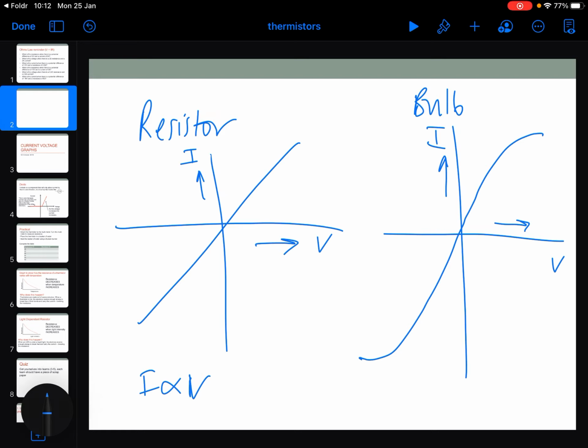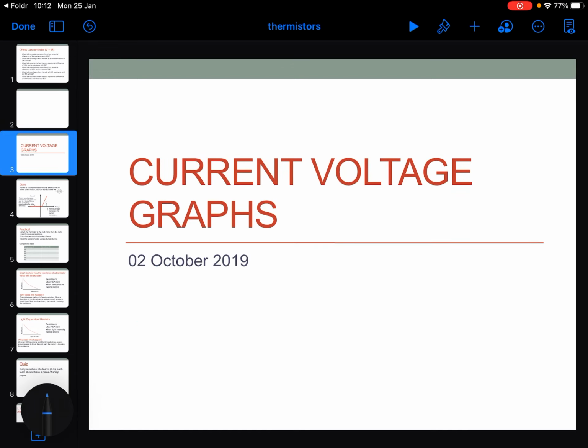So we're going to go on and do a little bit more on current voltage graphs and generally graphs. So you can either carry on after last time, I don't mind. If all your notes were on graph paper last time, then perhaps write this as a title. But either way, we're basically carrying on from last time.